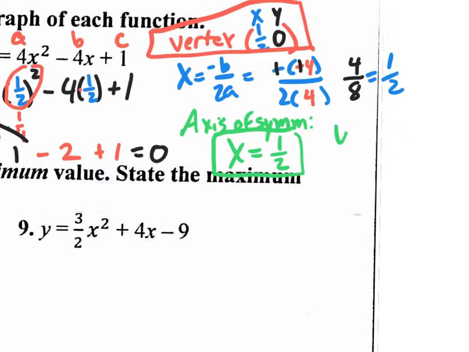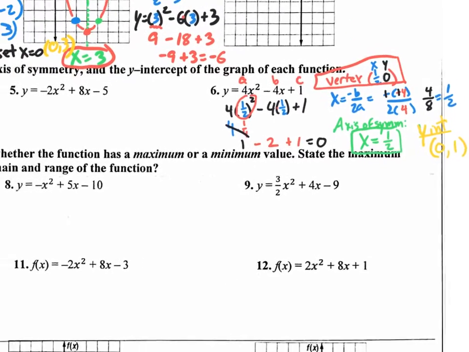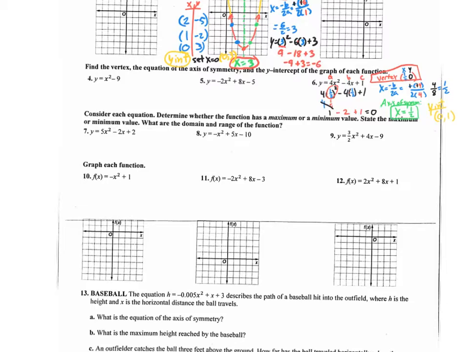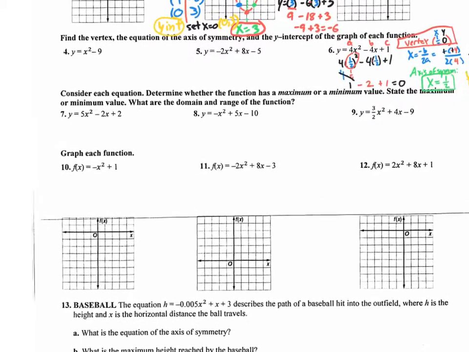All right, they're also asking for the y-intercept. And how do you find the y-intercept? Well, you set x equal to 0, which means that it's simply your c value. Because if you plug in a 0 right here for x and right here for x, what do you end up with? 1. The c value is 1. So what's the y-intercept? 0, 1. Easy peasy lemon squeezy. So you guys should be able to do 4 and 5. Let's take a look at 7, 8, and 9.